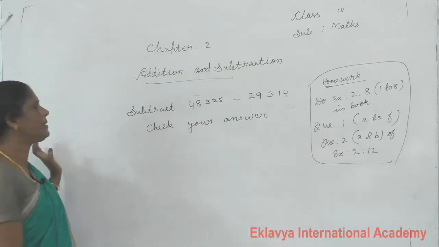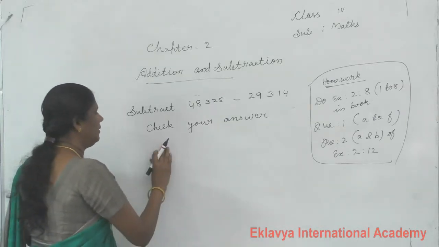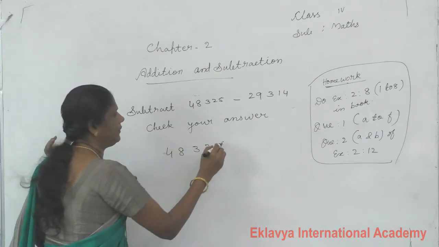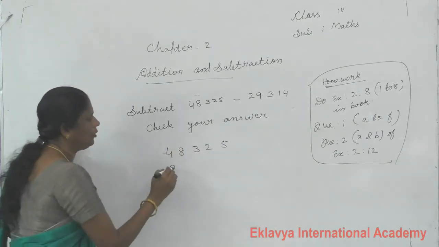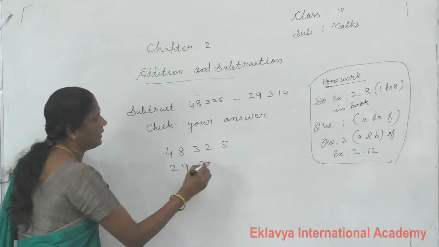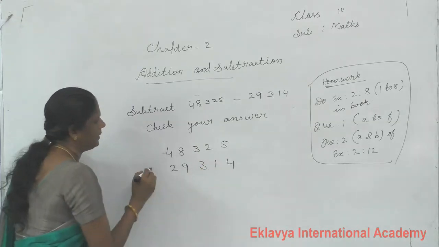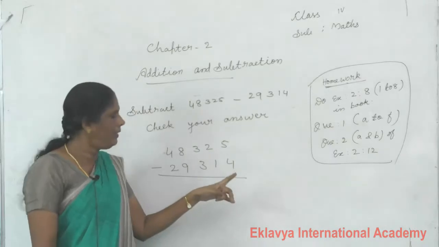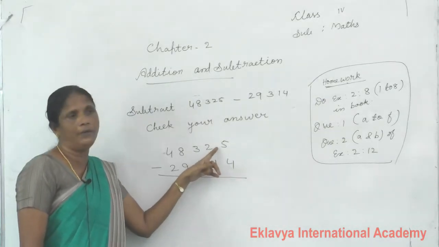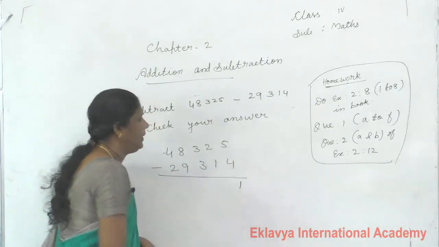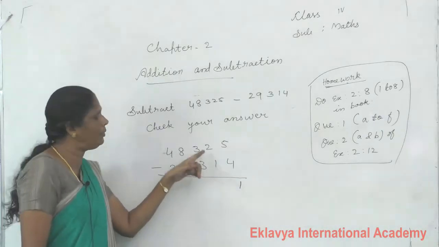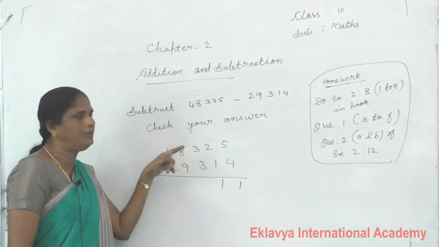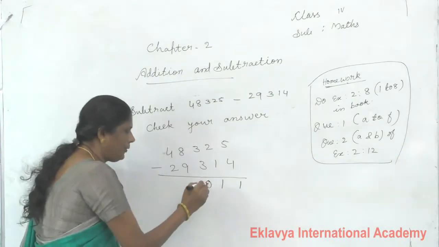Here the big number is 48,325. Here 29,314. Then minus. Again 4 take away from 5, you get 1. Then 1 take away from 2, you get again 1. 3 take away from 3, you get 0.